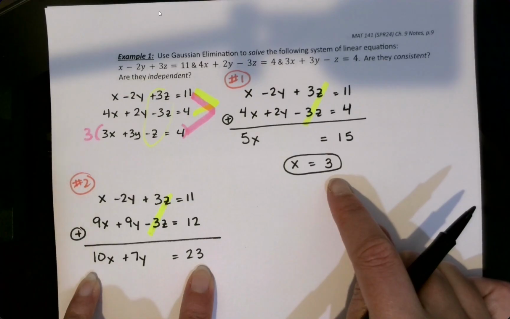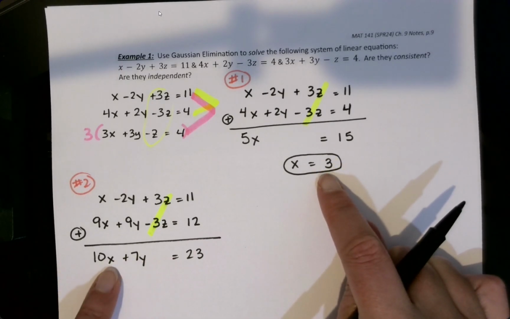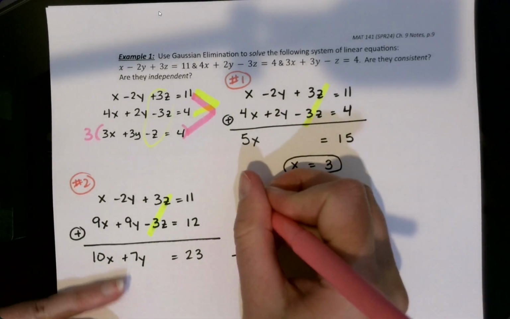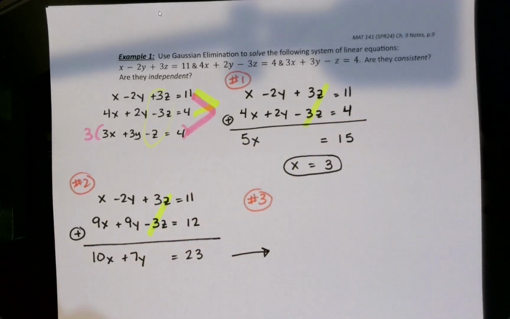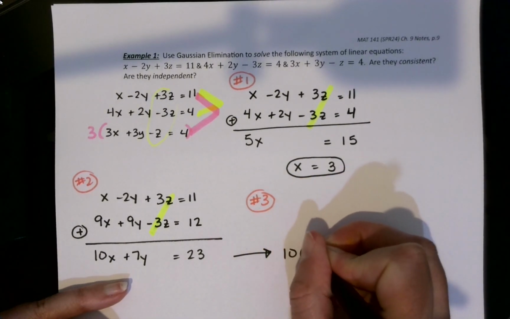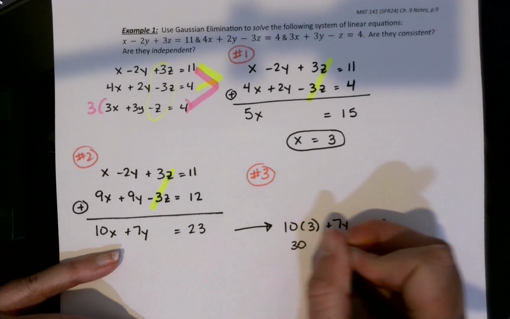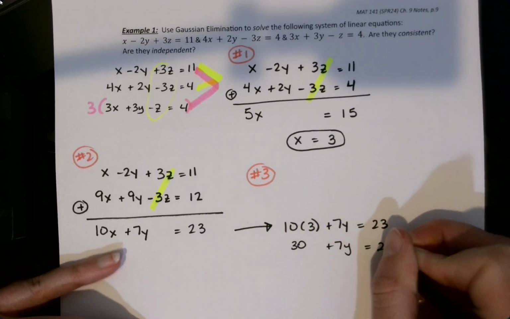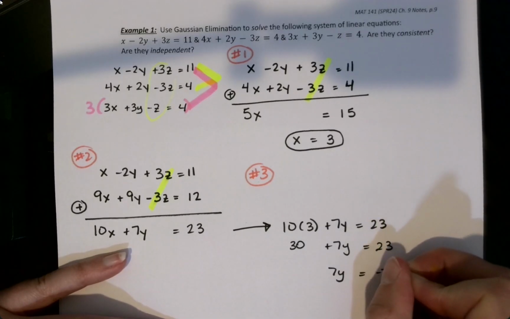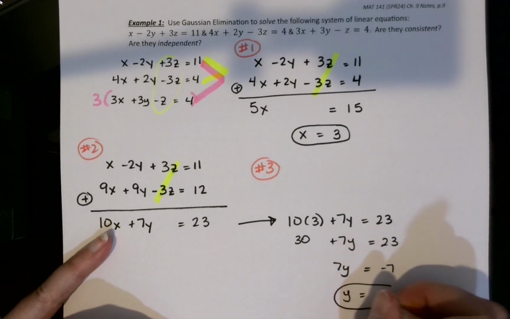I'm even more fortunate right now because I know the value for x. Because I don't have a z here, if I use this value for x, plugged in for x, I'm going to be able to solve for y. So we're going to do that right here in my step number 3. We're going to plug in our 3, so 10 times 3 for x plus 7 for y equals 23. So that's 30 plus 7y equals 23. So 7y is going to equal negative 7 if I subtract off the 30. And if I divide by 7, y is going to be equal to negative 1.